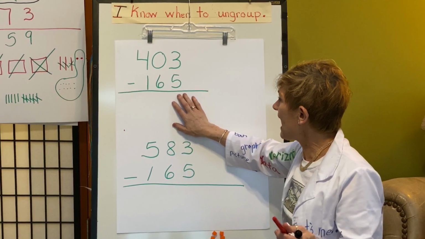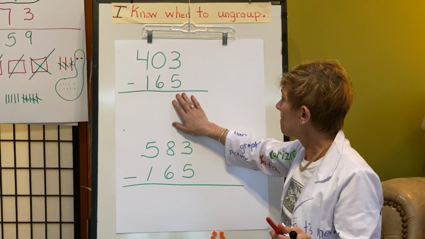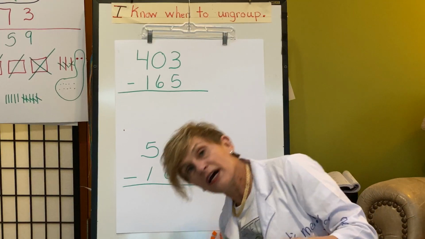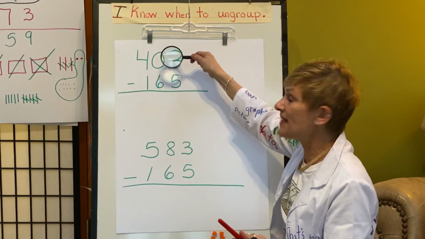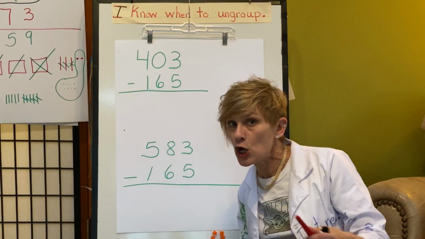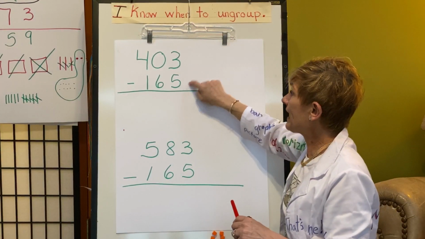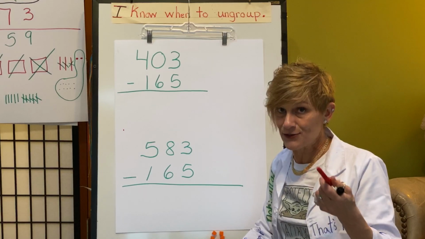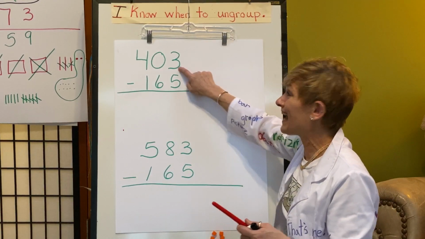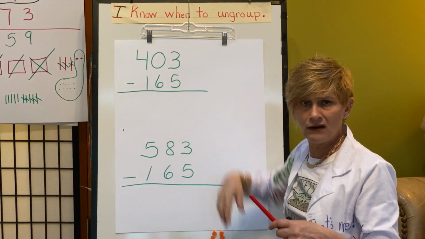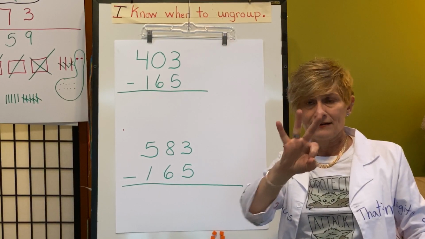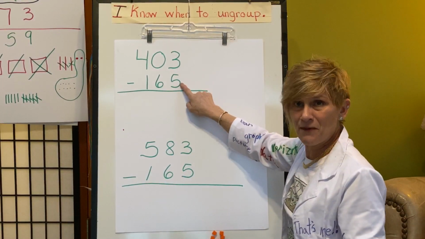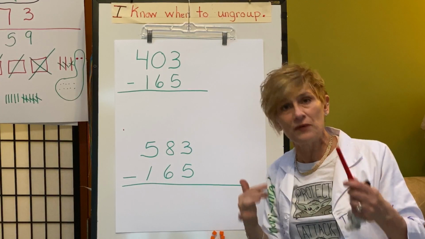Again, when I'm looking at this problem, I know that I have to magnify that top number, really look at it. Am I going to need to ungroup? I totally can see it. Can you see it? Like 5. Can I get it out of that 3? No, I only got 3. There's a greater amount there. I need to ungroup, don't I?